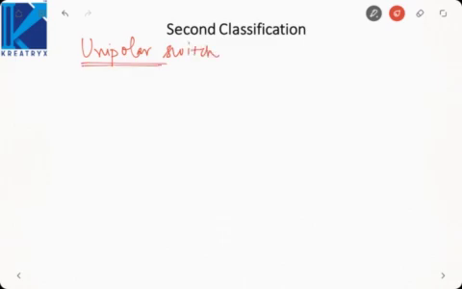Now unipolar switch means that the switch can block only one polarity of voltage. That means if you apply the other polarity or the other direction of the voltage, then it will turn on and will start conducting. So it can stay off only for one polarity of voltage. Like in case of diode, if we apply negative voltage, then it can stay off, but as soon as you apply positive voltage, it will turn on.